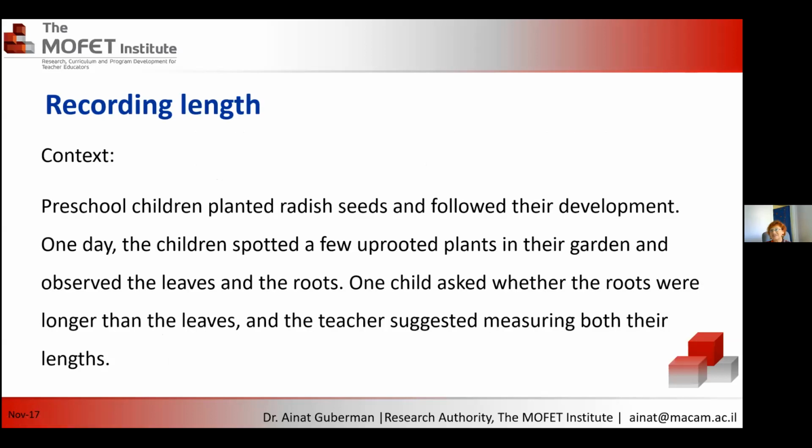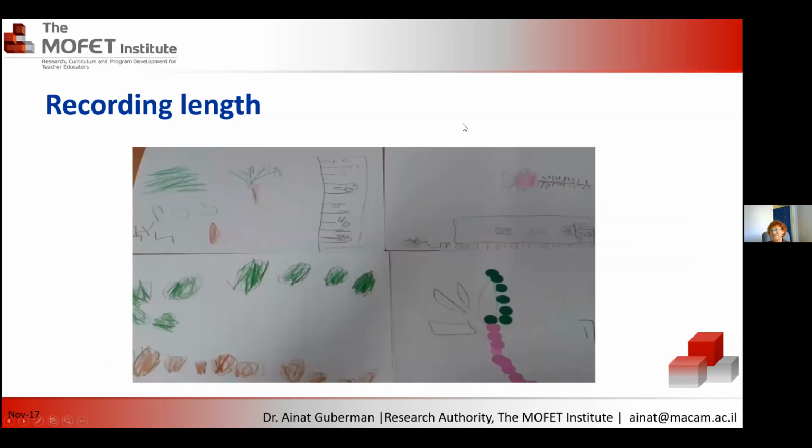The first example I would like to bring happened when preschool children planted radish seeds and followed their development. One day, one of the children spotted a few uprooted plants in their garden and observed the leaves and the roots. One of the children asked whether the roots were longer than the leaves or vice versa. And the teacher suggested to measure them and find out the answer.